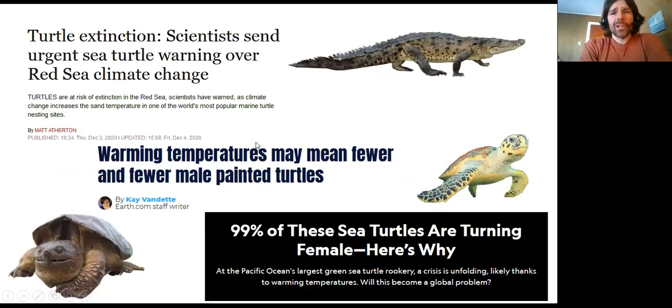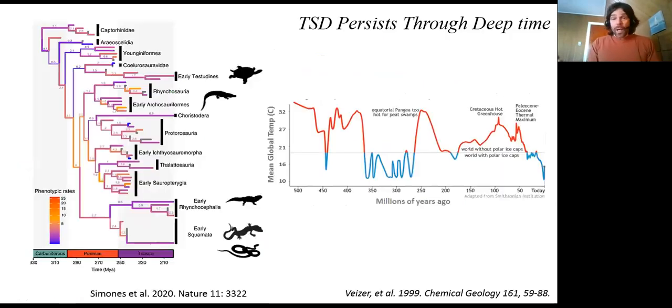Most of us don't actually care about temperature-dependent sex determination. When we hear about it, we only hear about it in the context of populations of turtles or crocodiles or whatever that are going to go extinct because they're all going to become one sex under rapid climate change. Maybe that's true. Maybe, we don't know.